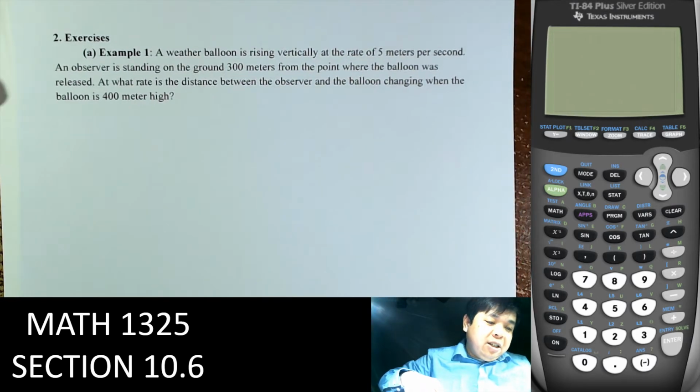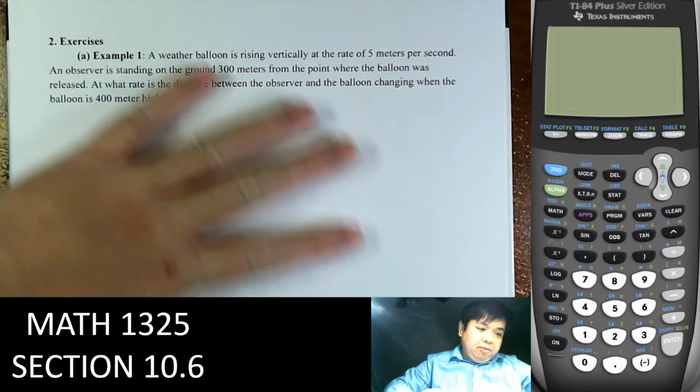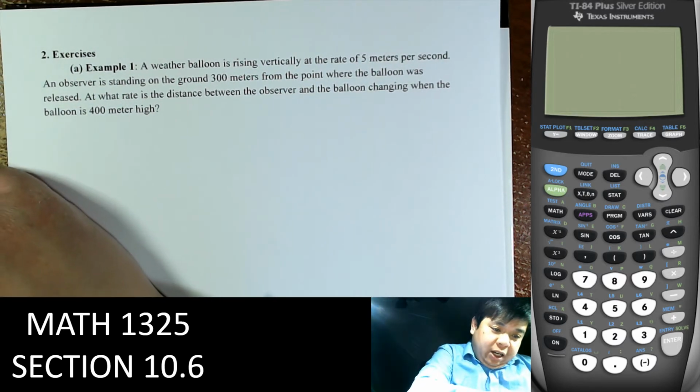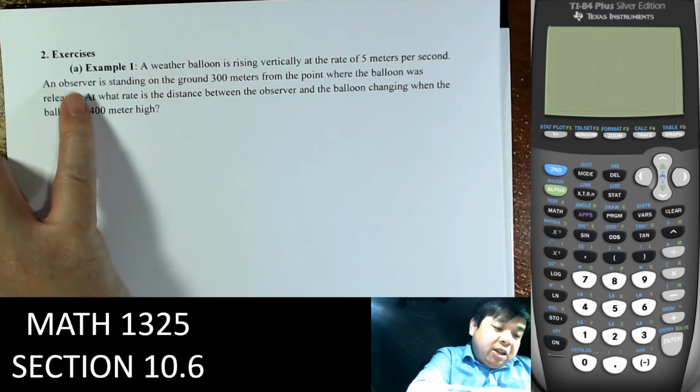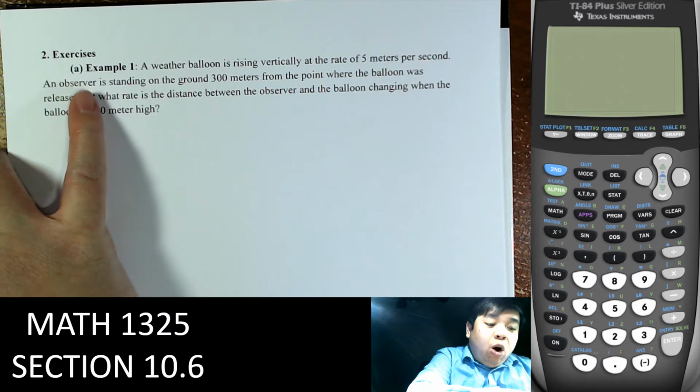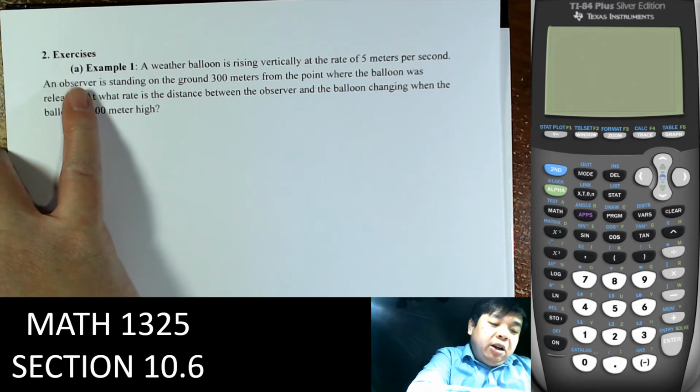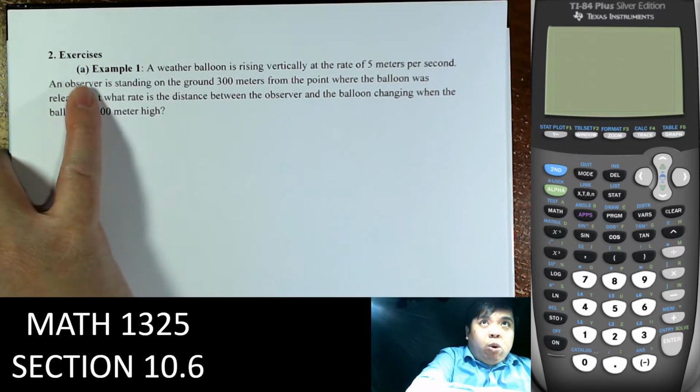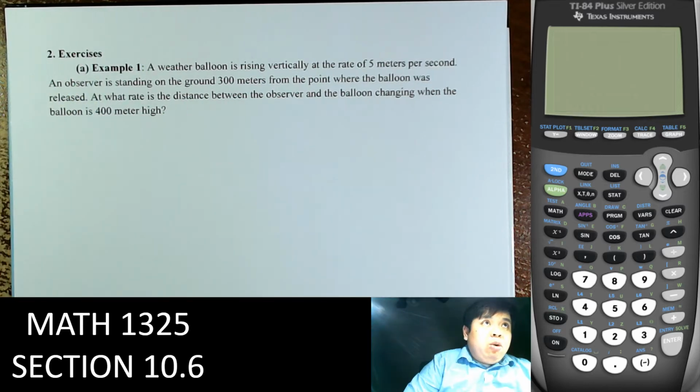Right, here's an application problem where the balloon is rising vertically at the rate 5 meters per second. An observer is standing on the ground 300 meters from the point where the balloon was released. At what rate is the distance between the observer and the balloon changing when the balloon is 400 meters height?